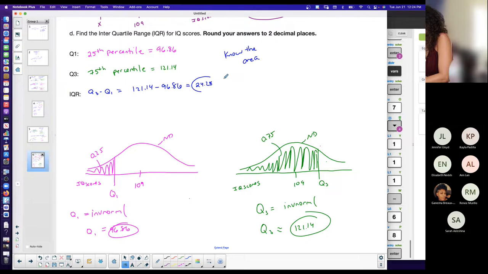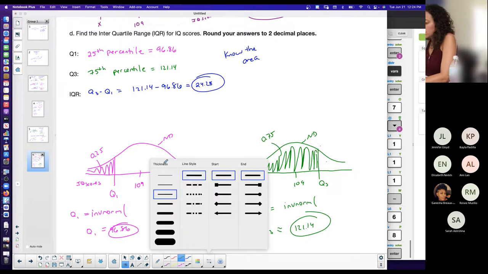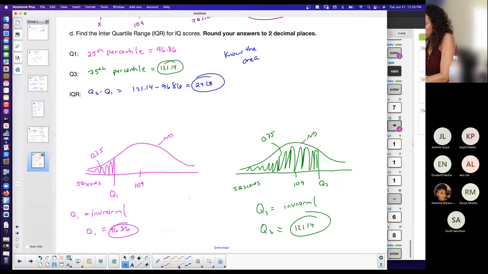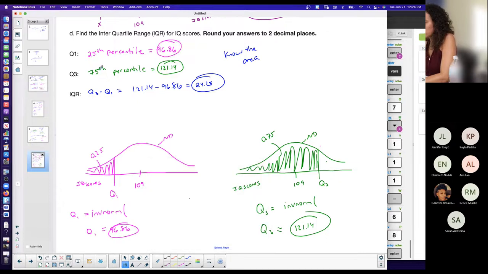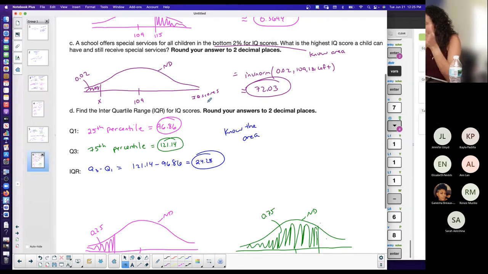Now, this question asked for the interquartile range. Technically, they didn't have to ask you. I think you have to input Q1 and Q3 and then the IQR. But technically, if they ask for the interquartile range, you don't necessarily have to be asked for Q1 and Q3. It's assumed that you have to find Q1 and Q3, because otherwise you can't find the interquartile range, right? But this is a hidden way of giving you the area, right?